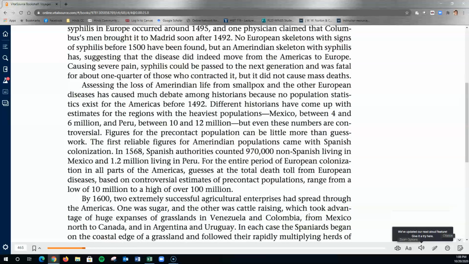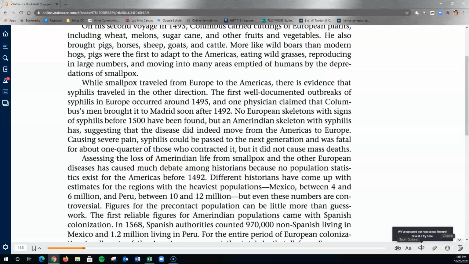You can talk about numbers. Millions of Native Americans will die, but if you want to talk about percentage, probably somewhere between 80 to 90% of any population would die after exposure to smallpox. There is some evidence that syphilis, a venereal disease, was here in the Americas, and it would then be brought back to Europe after contact with the Europeans.